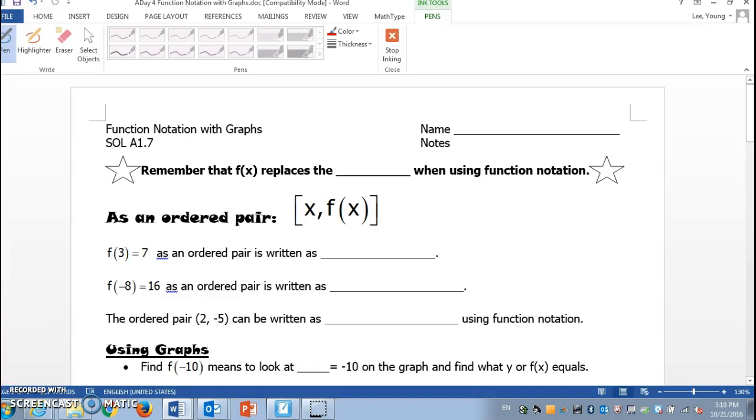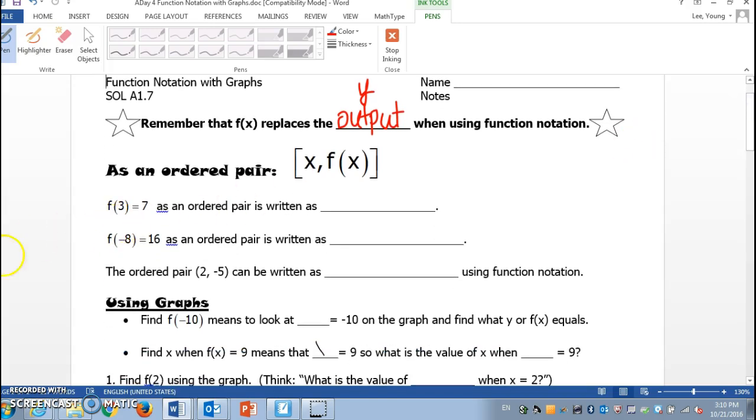Okay, so today we're going to talk about function notation with graphs. We briefly talked about this last class, so this will be a kind of review. Remember that f of x replaces the output. And that's the y value when using the function notation.